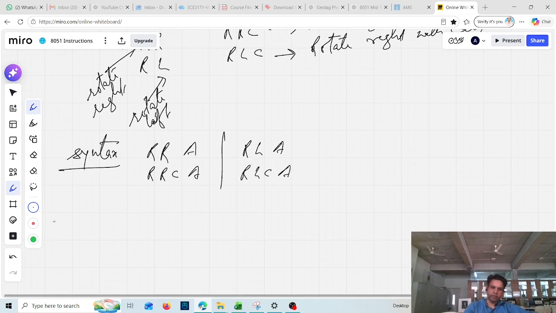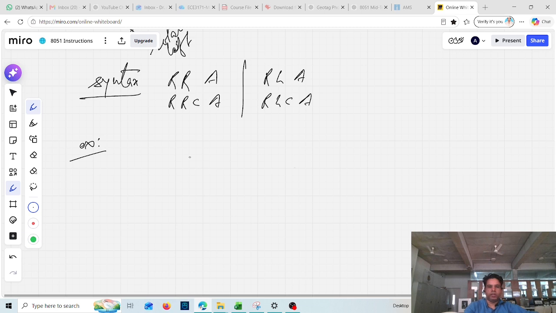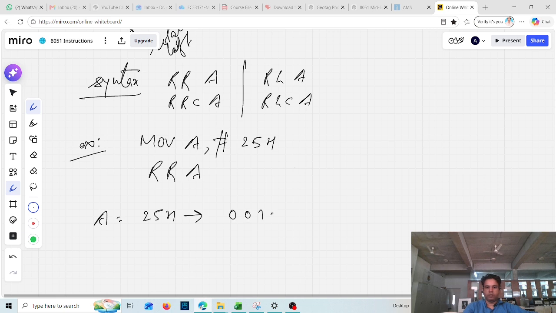So let us try to understand with an example. Just try to understand. Here, let's say I've written MOV A comma 25h. Now let's say I've written here RRA. Now see here, what is the value of A? A is 25h. So let us try to write this in binary form. This is 0 0 1 0, and this 5 is 0 1 0 1.